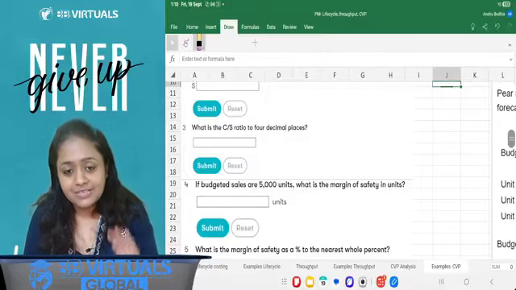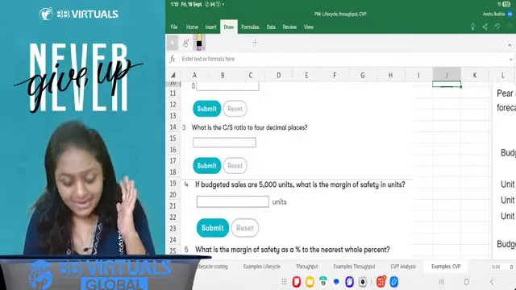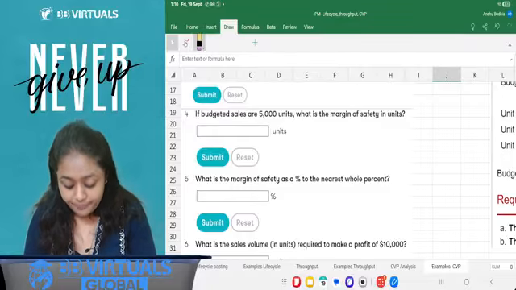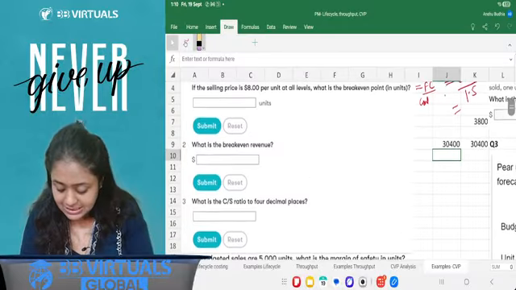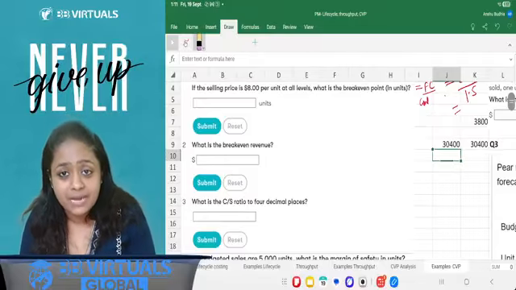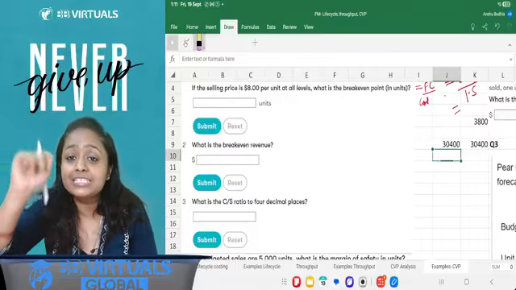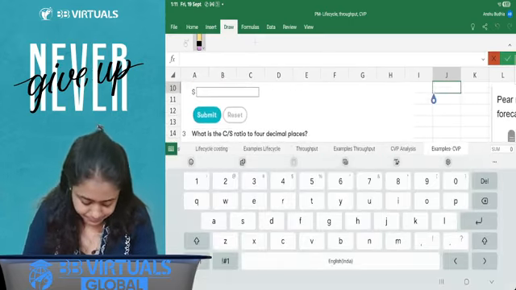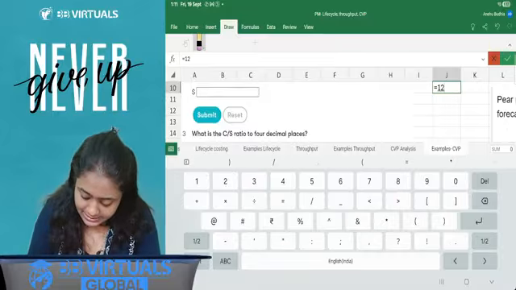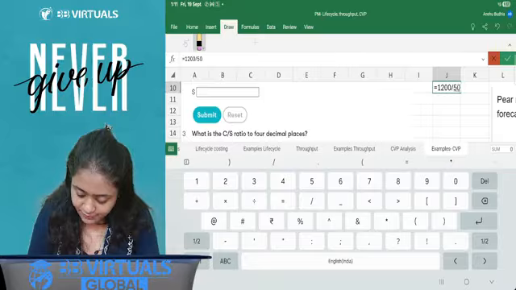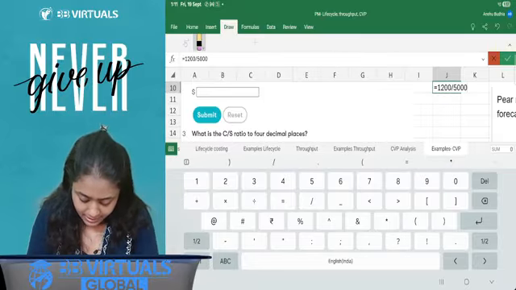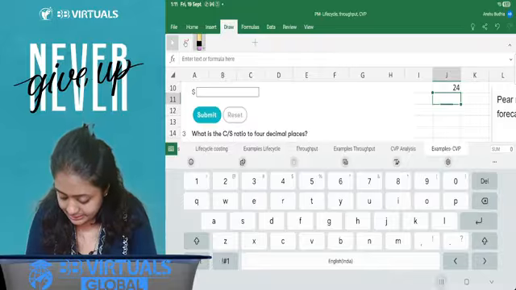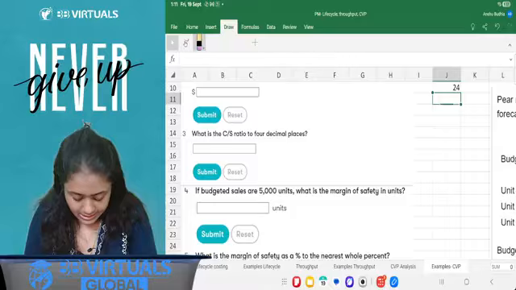Now let's go. We have discussed the CS ratio, which is 1.5 by 8. If budgeted sales are 5,000, what is the margin of safety in units? 5,000 is the budgeted sales. 3,800 is the break-even sales. So margin of safety in unit is 1,200. Very good. In percentage, so you will calculate it as 1,200 units divided by budgeted 5,000 multiplied by 100. So my margin of safety is 24%, which is quite healthy. Okay, now let's go to the next one.